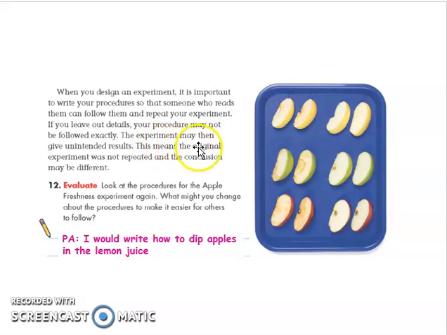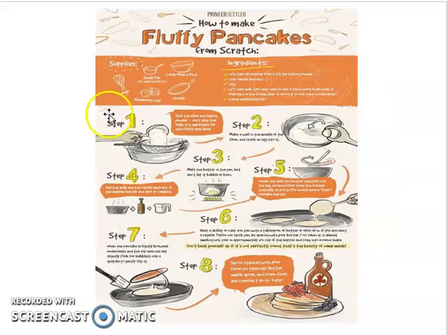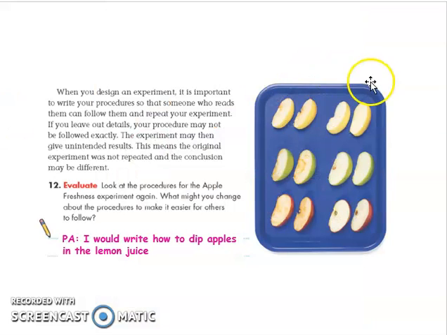Okay? The experiment may then give an intended result. Once you write the procedure, you will know the result because you are writing the procedure in order. This means that the original experiment was not repeated and the conclusion might be different. If you miss something, example, if you miss something here to write, the result will be different. Same also when you're doing this experiment. If you miss something in the step-by-step procedure, your result will be different.